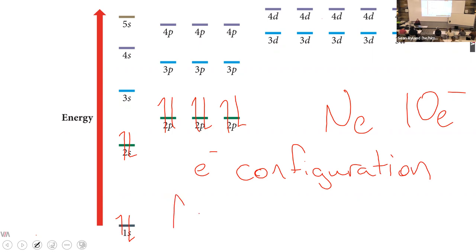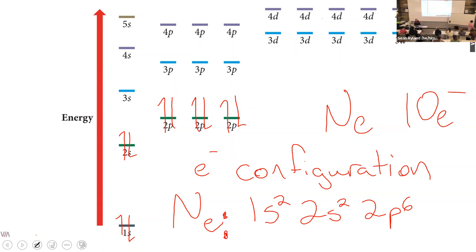We would say that the electron configuration for neon: the 1s orbital has two electrons in it. Then we start filling up the 2s orbital, and it has two electrons in it. Then we start filling up the 2p orbital, which has how many electrons in it? So that's the electron configuration for neon. We'd say it is 1s2, 2s2, 2p6.